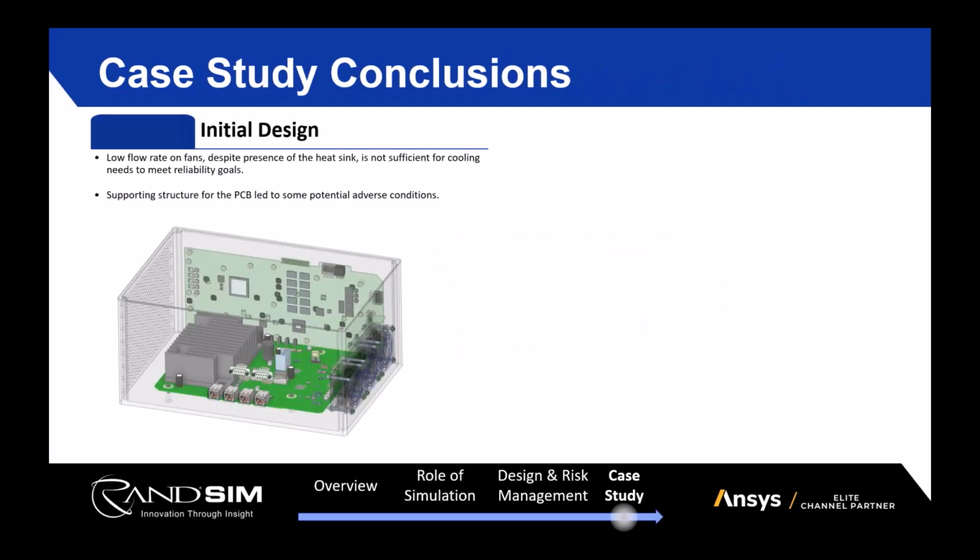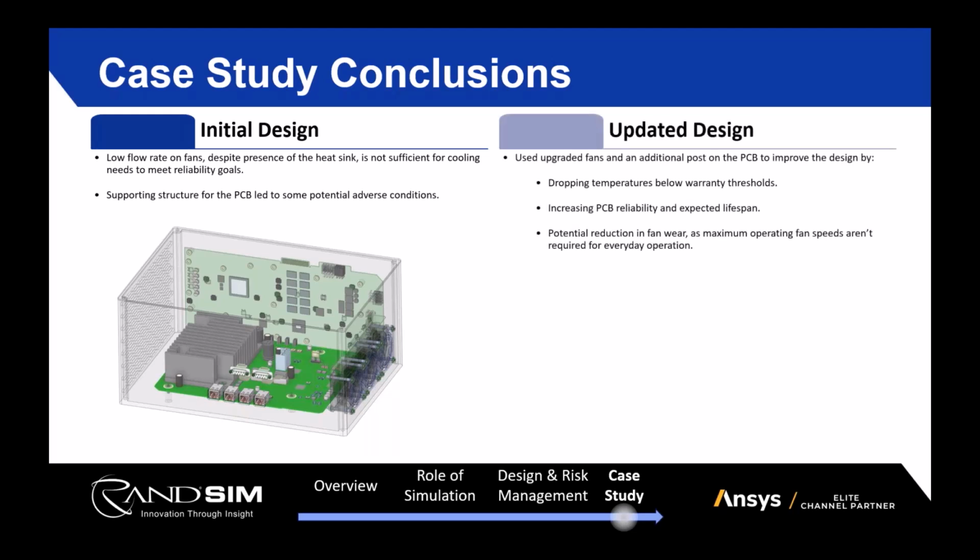And so overall, within this case study, really what we were able to do is take that initial design that had that lower flow rate on the fans, and despite the presence of the heat sink still not being able to dissipate enough energy to keep those products below the warranty temperature, and additionally make sure that my product, where we saw potential issues in the drop tests, had the appropriate design updates to not only minimize those risks on the drop, but also from a thermal perspective, ensure that I wasn't going to be exceeding warranty temperatures.